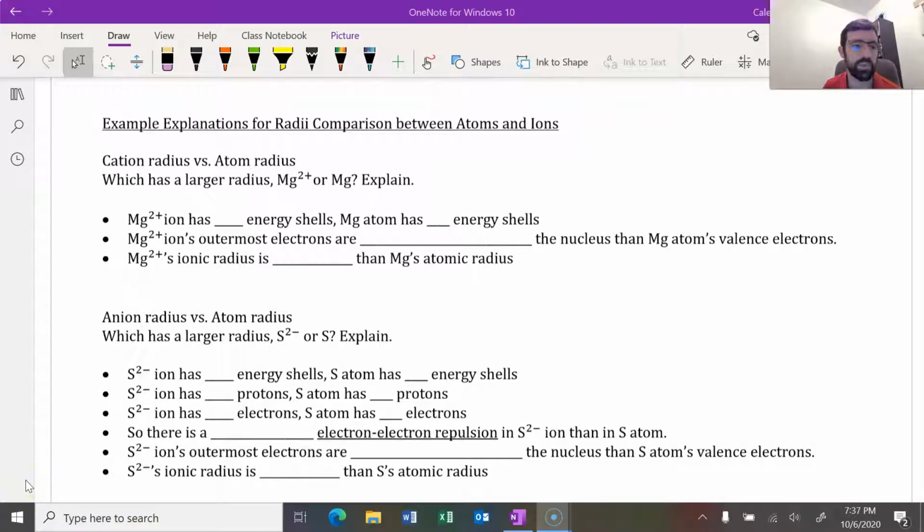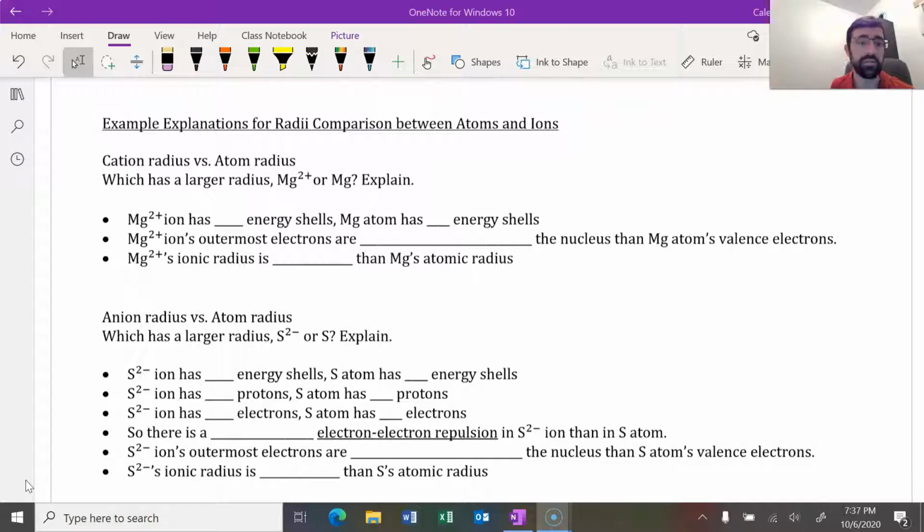Okay, let's do some examples of comparing radii for atoms and ions. This is part 5 to the periodic trends notes. If you are comfortable with all of this, you can skip past this video. Just check the answer key, make sure that it makes sense, that you get the same answers. And then if you get something different and need further explanation, watch the parts of the video that apply to you. So we have example explanations of radii comparison between atoms and ions.